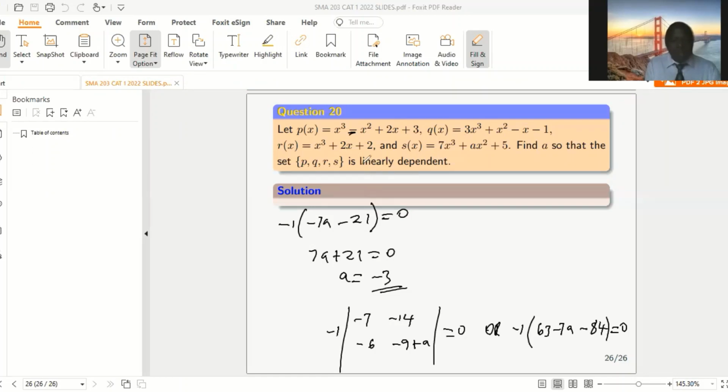And if A is negative 3, then these polynomials become linearly dependent. Remember that if we were to look for a condition that it will be linearly independent, then we will find the determinant should not be equal to 0. So that means A will not be equal to negative 3. That's how you are supposed to have tackled these questions. That's how you answer those questions.